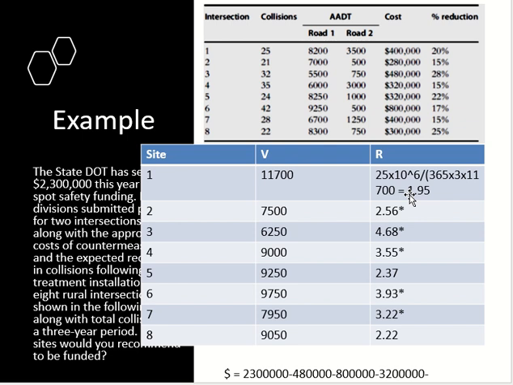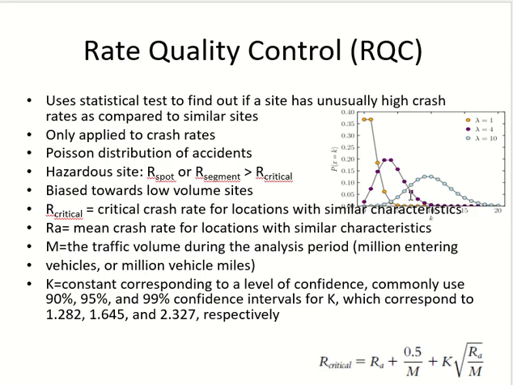Not really, right? So for example, if you had to select only one site, which one would you select? This one, or the next one, which is 3.93? Is there a very significant difference between these two sites? We cannot decide based on these numbers. That's why we have the rate quality control method. These marginal decisions can be taken through statistical tests.